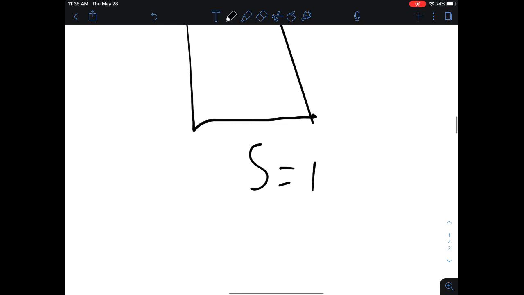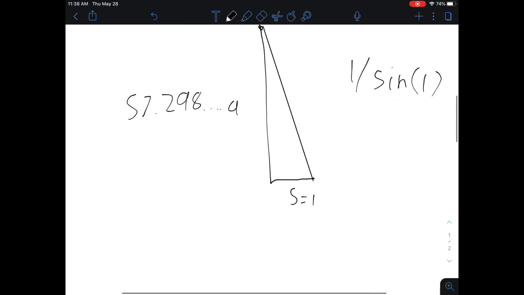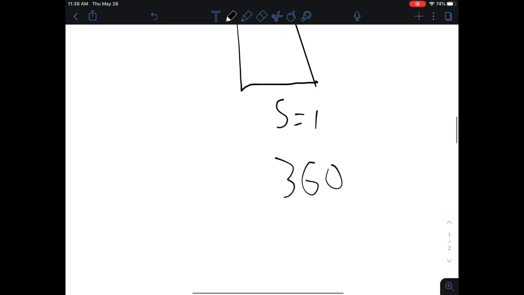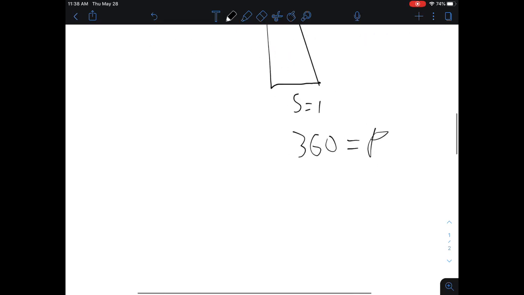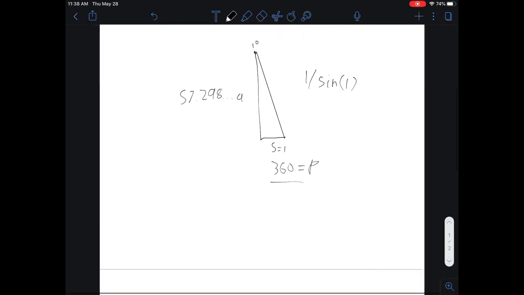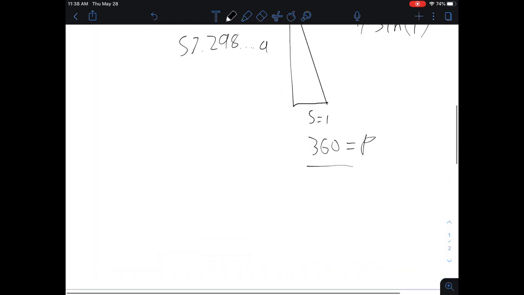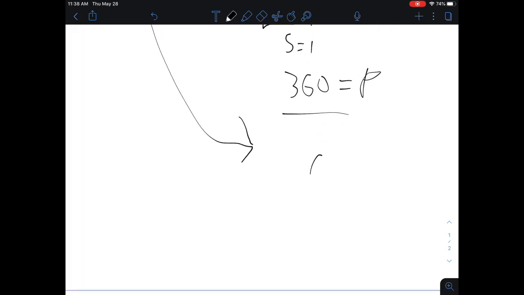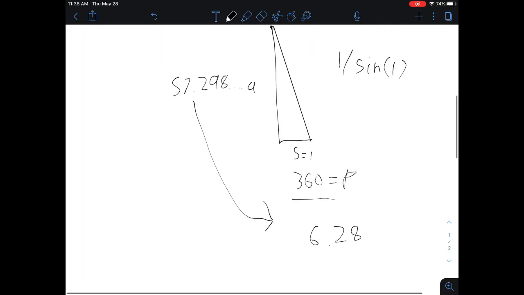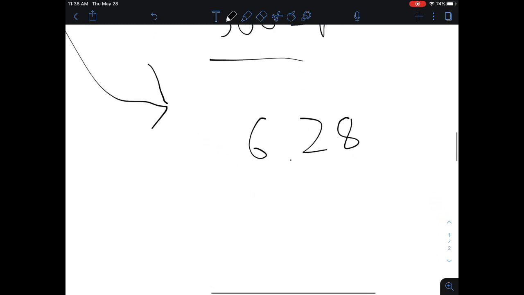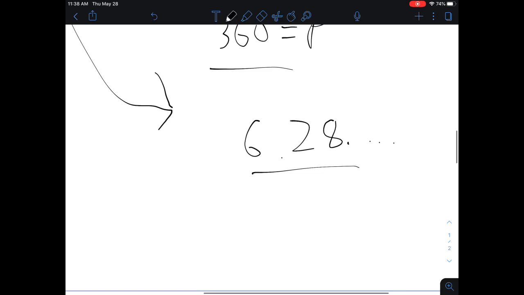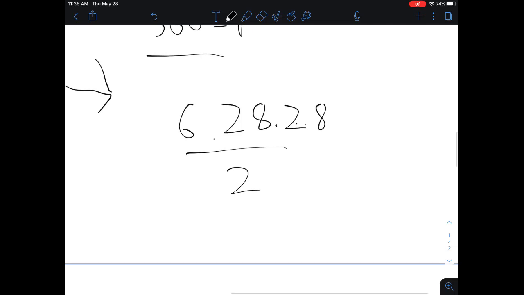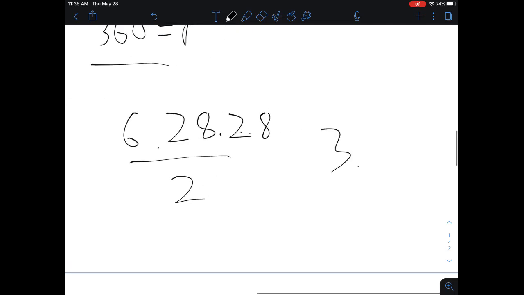So now, since this is 1, and there's 360 sides, 360 is the perimeter. Then you take 360 and divide it by this 57 number, which I have stored. And then you get 6.28. And remember, this is the radius. We need to find the diameter. So you divide by 2, and we get 3.14.